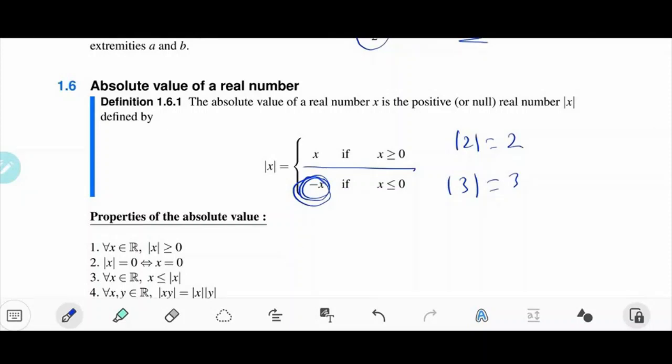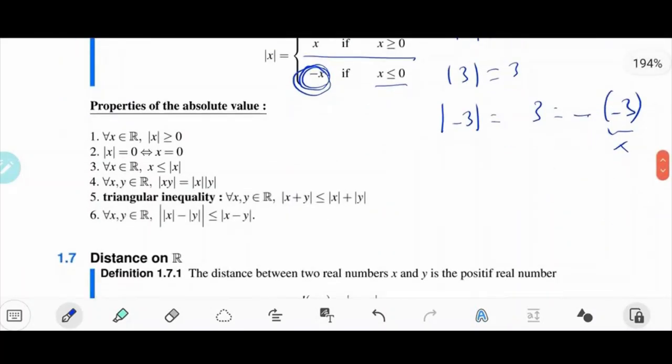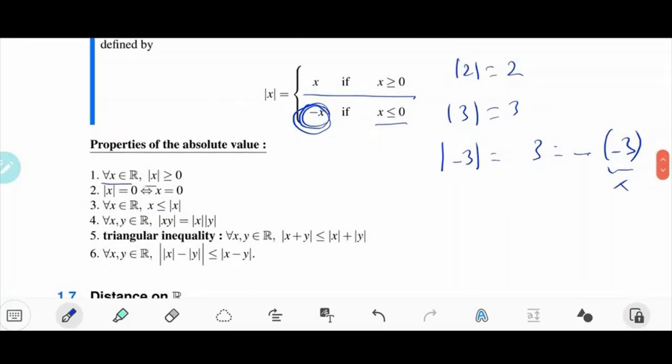But it's always positive, no? Yes, this is true if X is negative. So the absolute value of minus 3 is 3, which is the negative of X. So when your X is negative, its absolute value is minus itself. Let's check some properties of the absolute value of X. First, the absolute value of X is always positive, of course, because if X is positive, it's equal to X. If X is negative, it's minus X, so it's always positive. The absolute value of X is equal to 0 if and only if X equals 0.